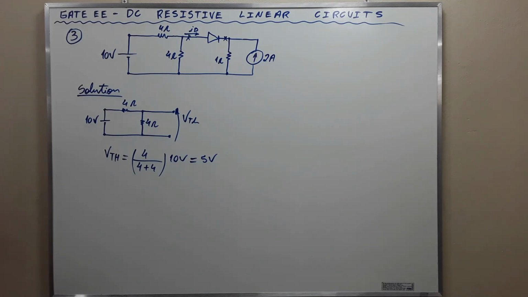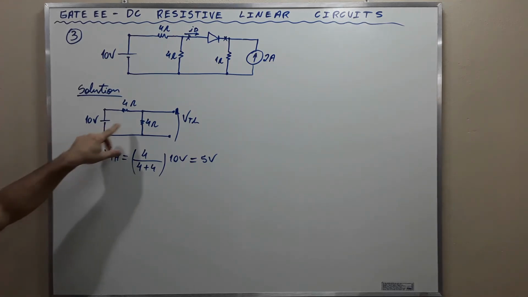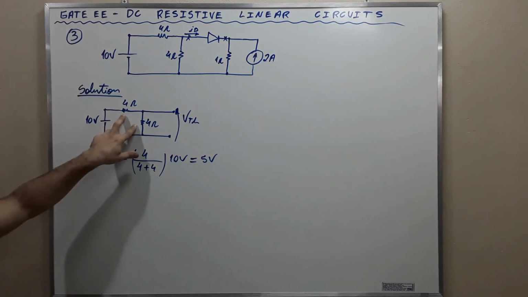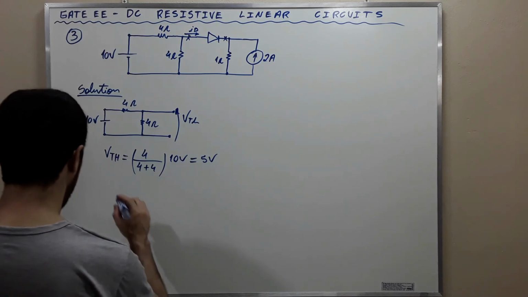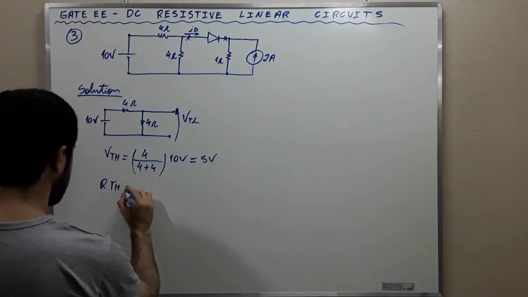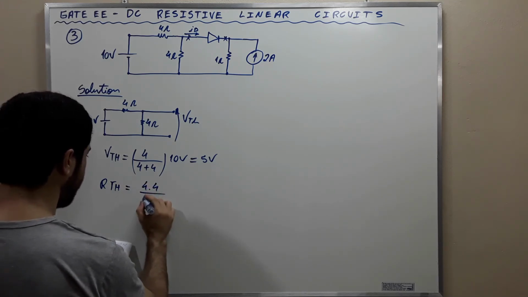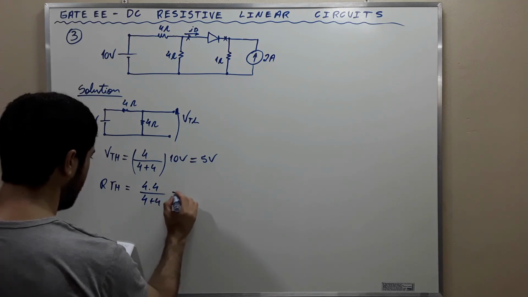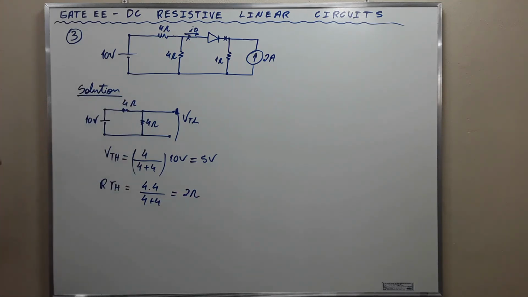And for the Thevenin resistance, we simply short circuit the source, and it's going to be a parallel connection of two resistors. All right, the equivalent resistance is going to be 4 times 4 divided by 4 plus 4, which is equal to 2 ohms.